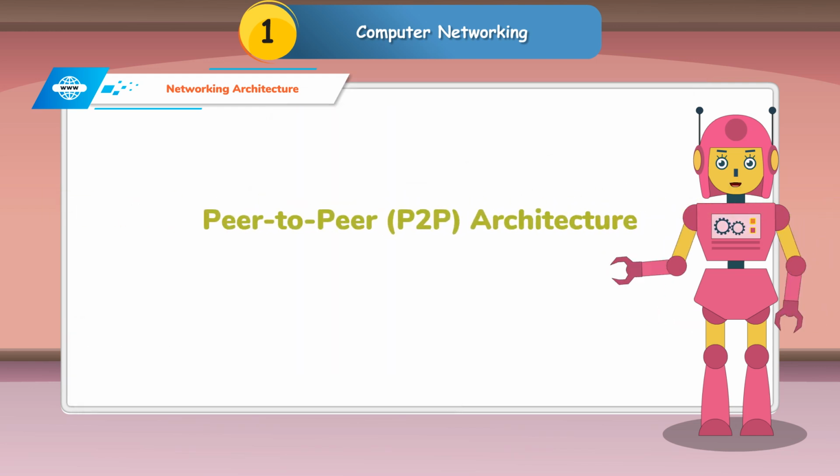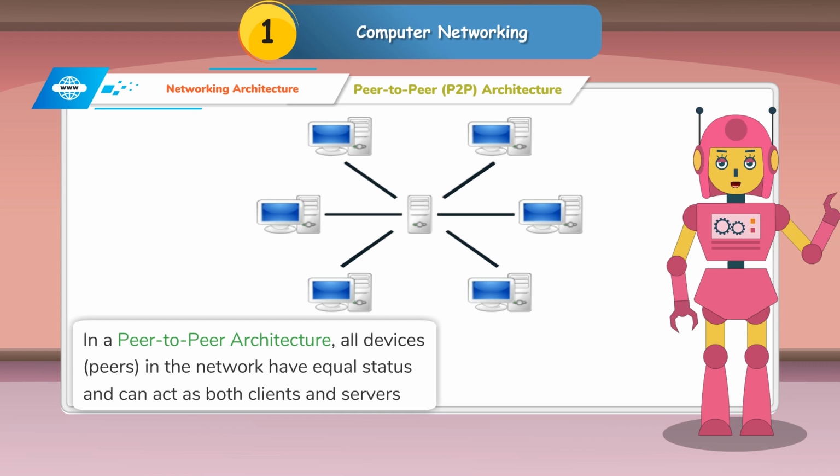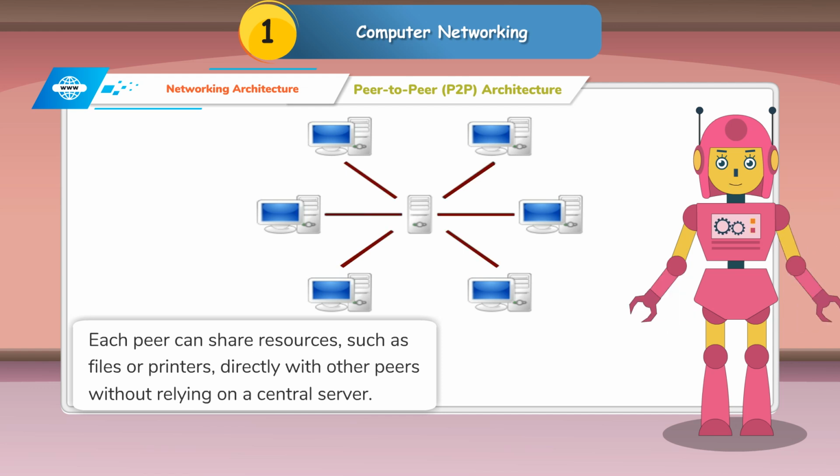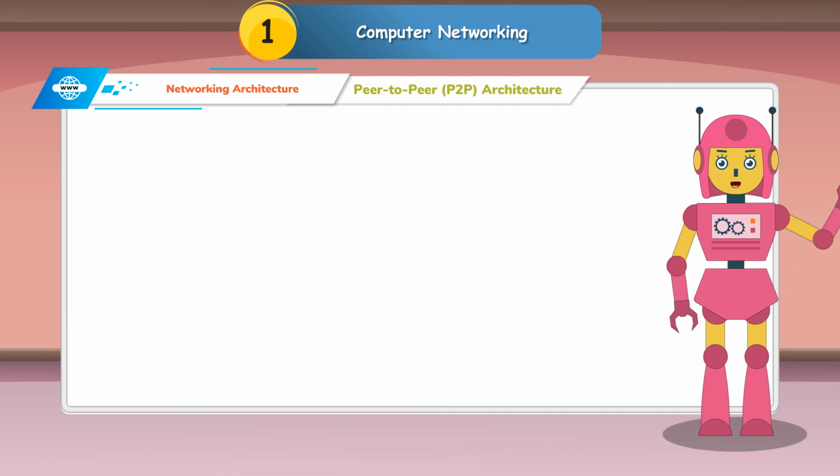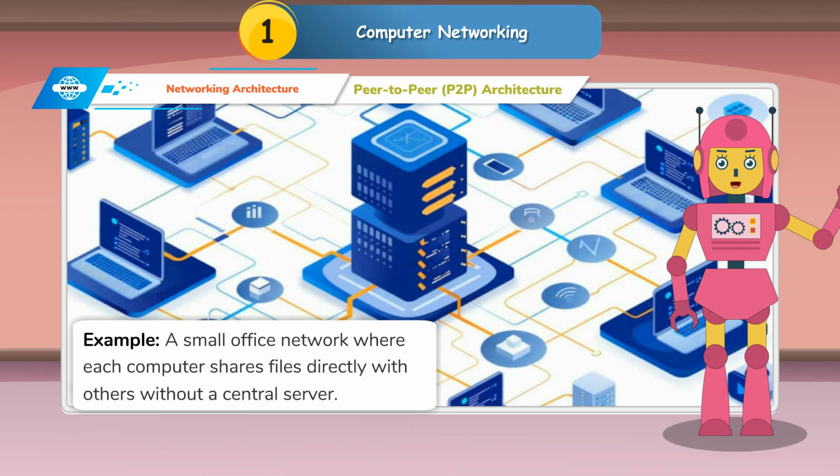Peer-to-peer (P2P) architecture. In a peer-to-peer architecture, all devices, or peers, in the network have equal status and can act as both clients and servers. Each peer can share resources, such as files or printers, directly with other peers without relying on a central server. Example: a small office network where each computer shares files directly with others without a central server.